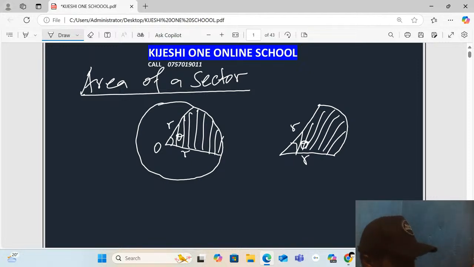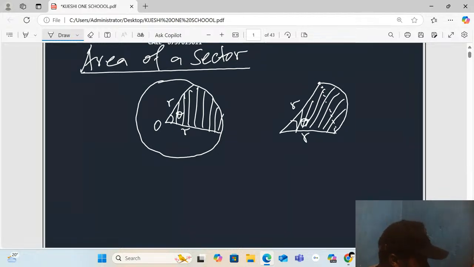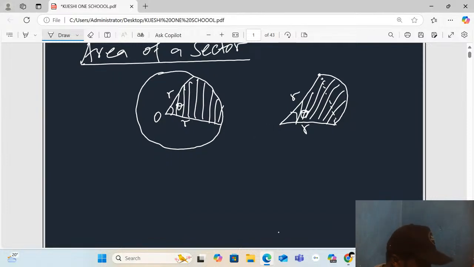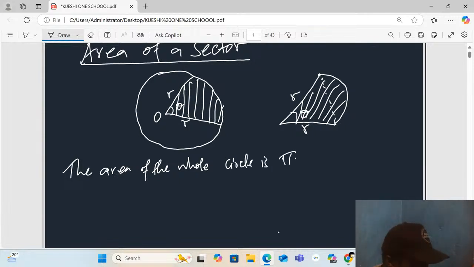Now we're going to look at how to calculate the area of a sector. Taking the area of the whole circle, the area of the whole circle is pi r squared. That is the area of the whole circle.